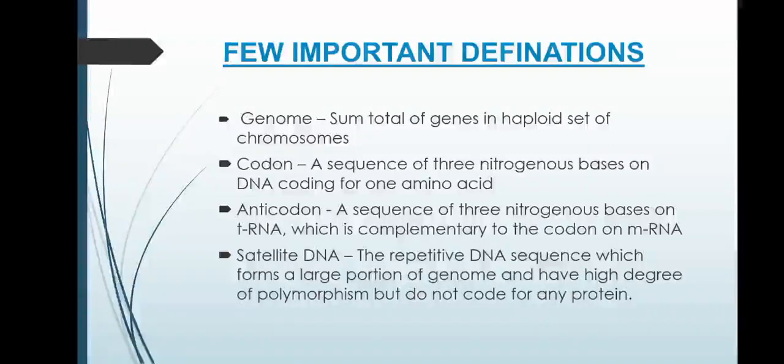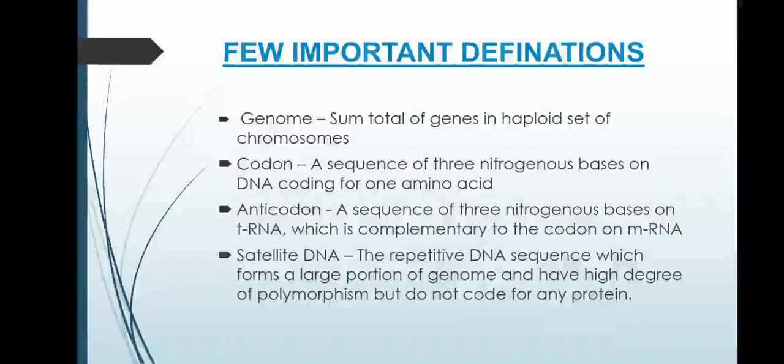Genome: the sum total of genes in a haploid set of chromosomes is called a genome. Codon: a sequence of 3 nitrogenous bases present on DNA that codes for one amino acid is known as the codon. Anticodon: a sequence of 3 nitrogenous bases on transfer RNA which is complementary to the codon on messenger RNA is called the anticodon.